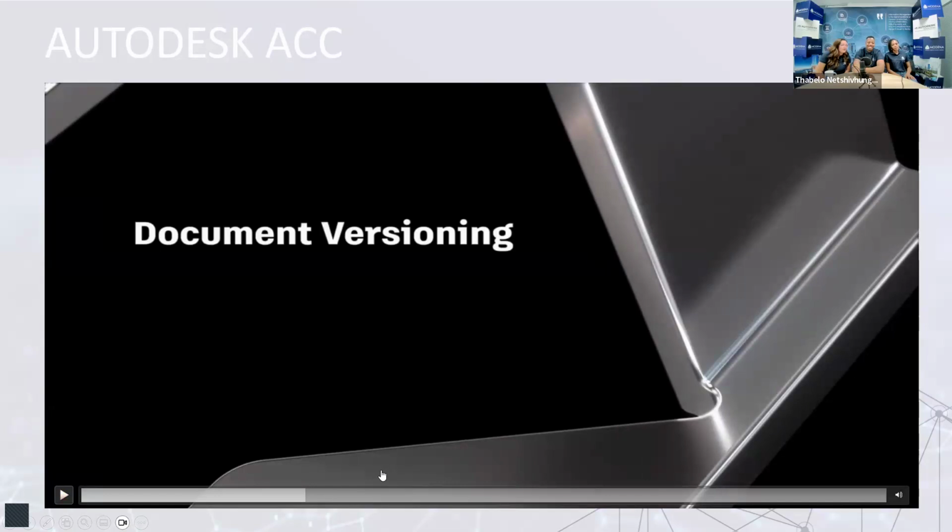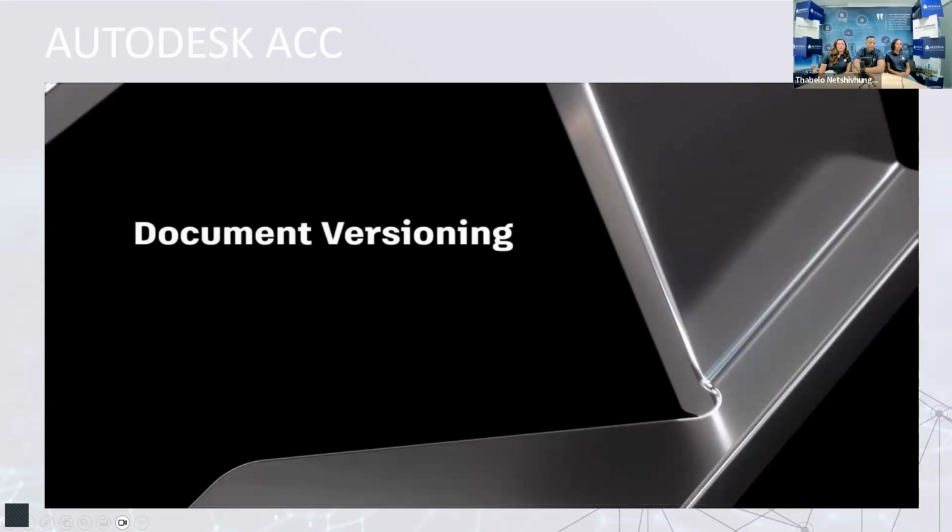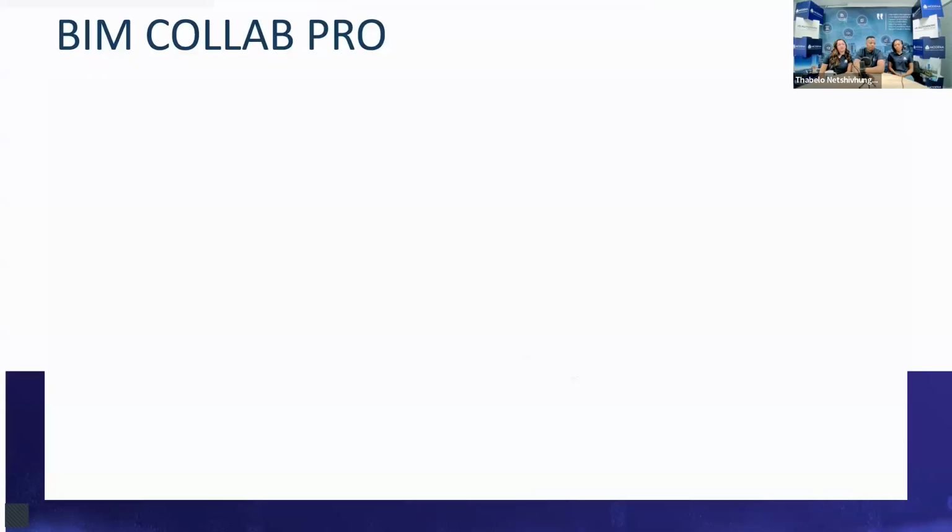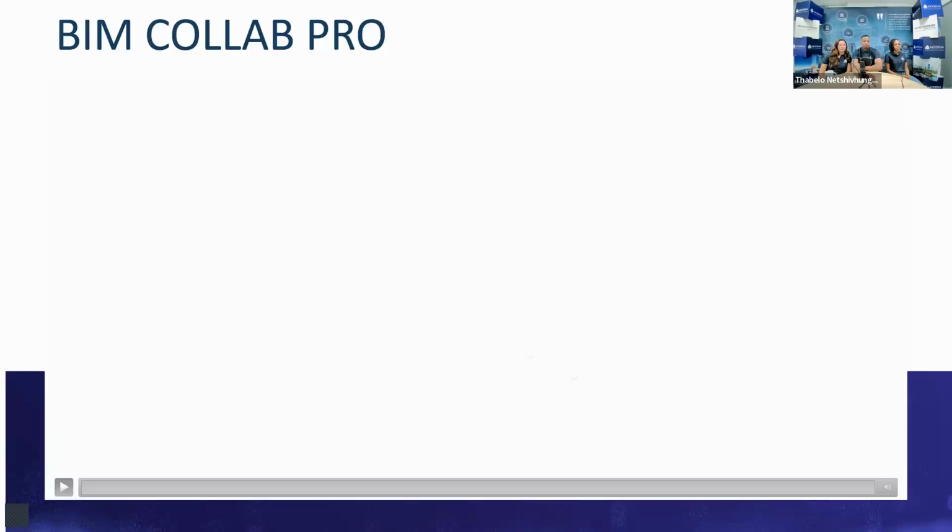So overall, these three software work together to form a common data environment where you work in Revit, take it over to Navisworks to do clash coordination, and then finally use ACC as a document management tool. All these work together in the BIM Collaborate Pro collection.